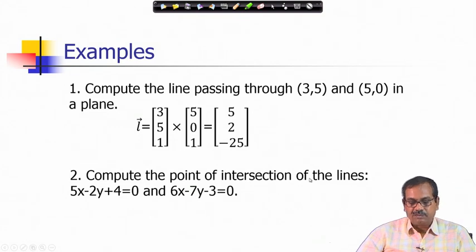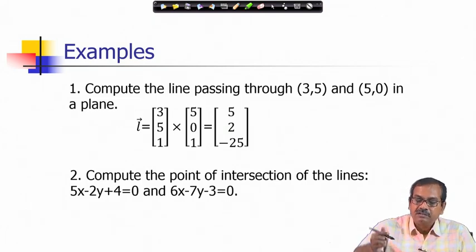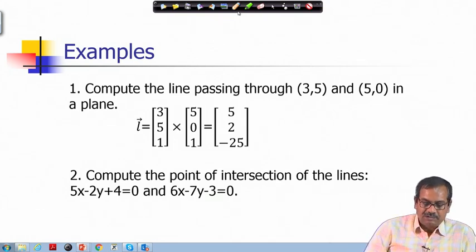Consider this. We have computed the line from 2 points. Now, let us consider there are 2 lines and we would like to compute the point of intersection of these 2 lines, and these 2 lines are given by these 2 equations. So, once again let us work it out.